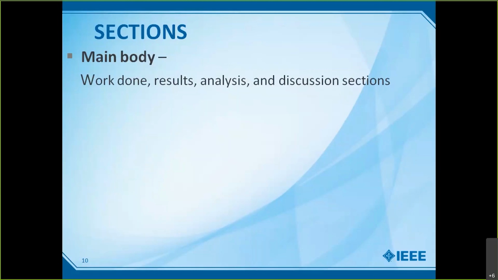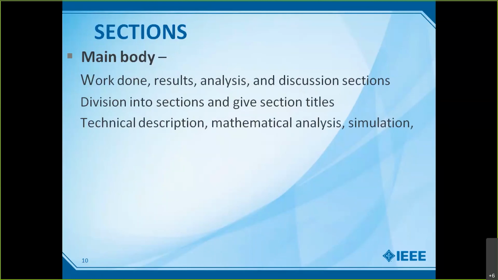So, depending on your case, you explain the work. Then you explain the simulation or experimental or both. Then you should give analysis and discussion. All these things will come. So, divide it into sections and give appropriate section titles. Technical description, mathematical analysis, simulation, experimental, all those things.